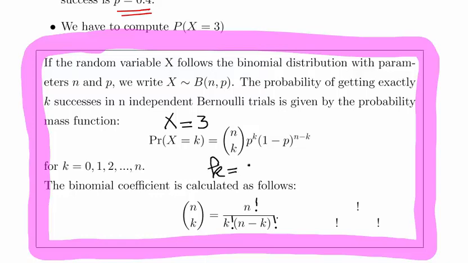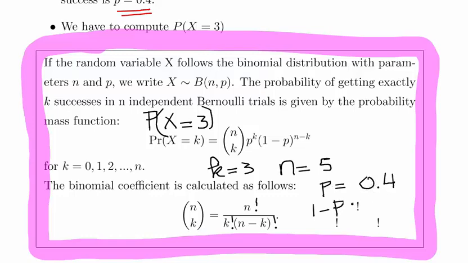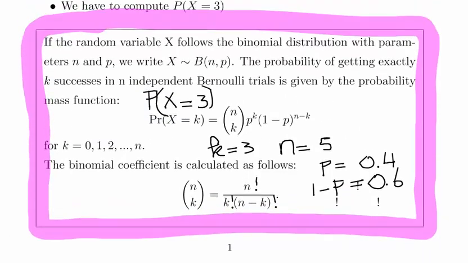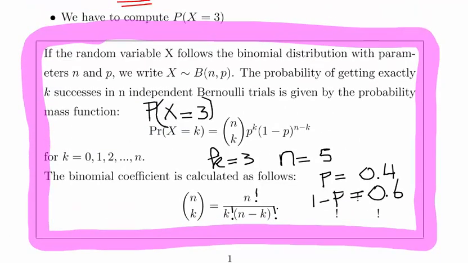Actually I should write that as the probability of X equal to 3. n is equal to 5. p is equal to 0.4. 1 minus p is equal to 0.6. And n minus k is 2. So it's essentially piecing it all together there.